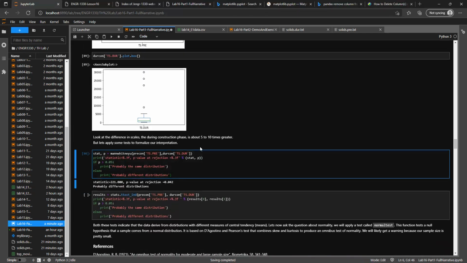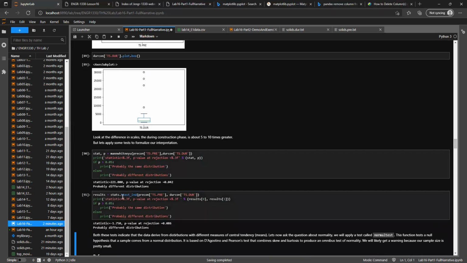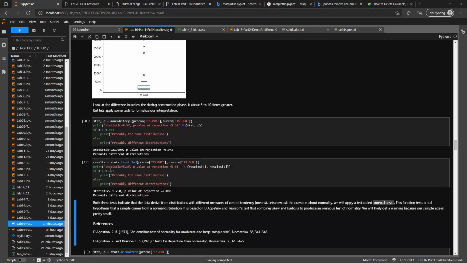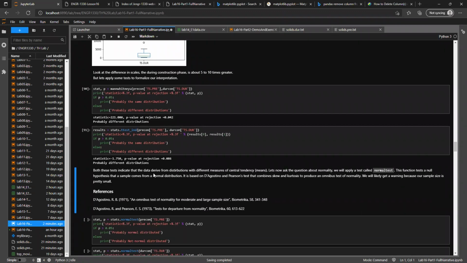The Mann-Whitney, which is a non-parametric test, says that we're rejecting this. We got a p-value, or we got a rejection, of 0.042. So we just barely rejected it. But we're rejecting the null hypothesis that this is from the same distribution. And we use the other test too. Note that these sets are not paired. And again, we reject. This one is 0.08. So both these tests indicate that the data derived from distributions with different measures.